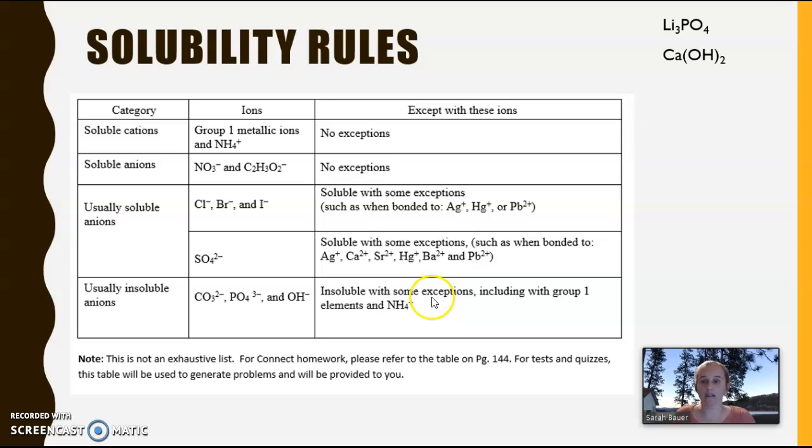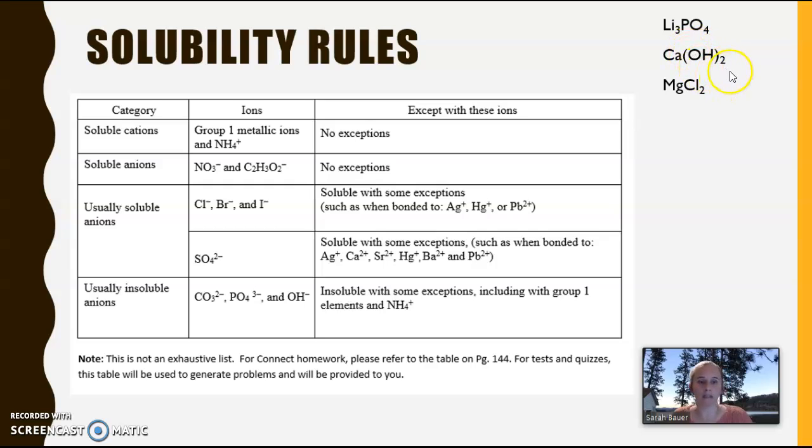actually already have. The calcium is group 2, it's not one of the exceptions. So calcium hydroxide is not particularly soluble in water. It might be able to get a little bit of it to dissolve, but not very much, so we classify it then as an insoluble ionic compound in water.